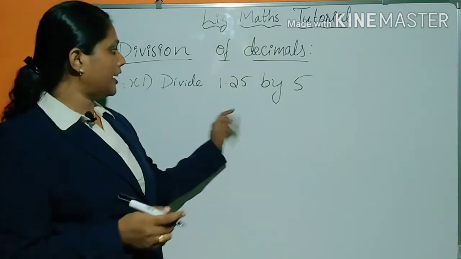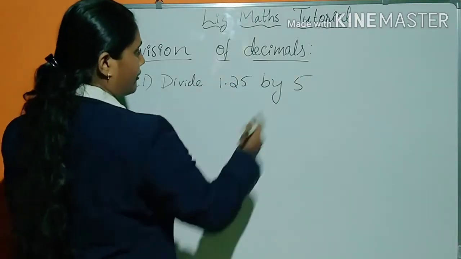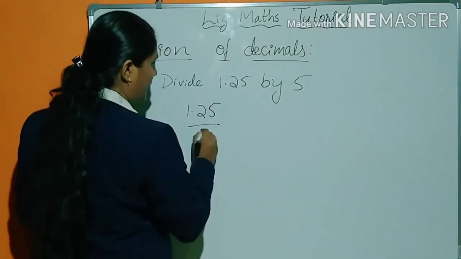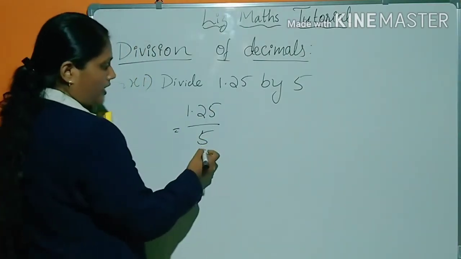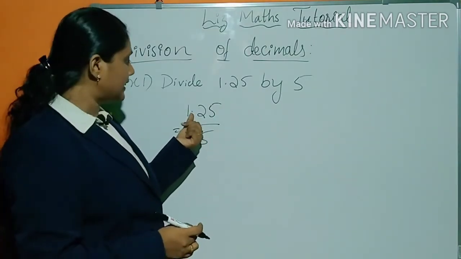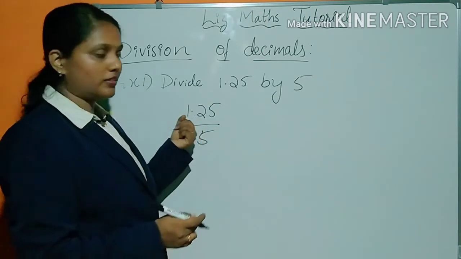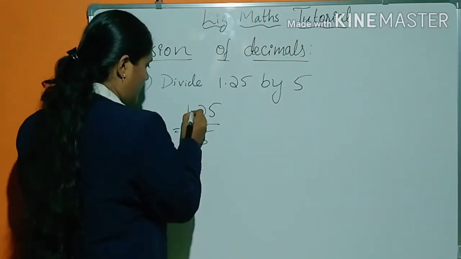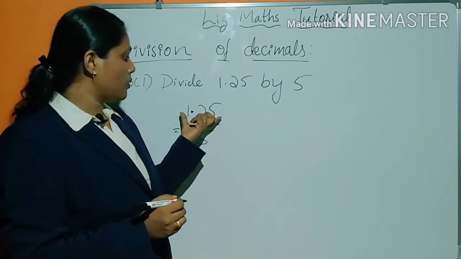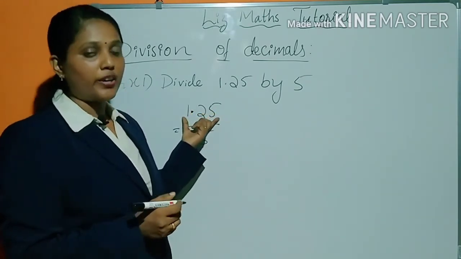See how to divide 1.25 by 5. See here, you know that here you can find a decimal point. To make that decimal point, see here, this decimal point you want to remove it, isn't it? To make this 1.25 as 125, what you have to do?